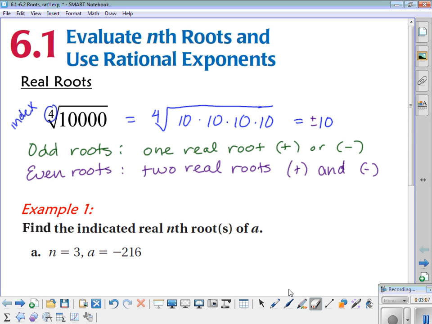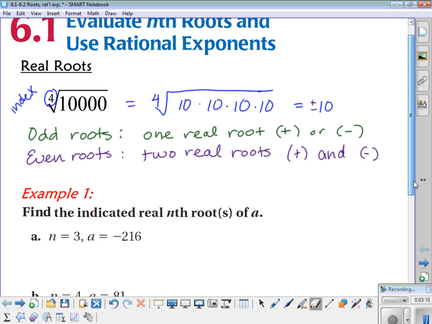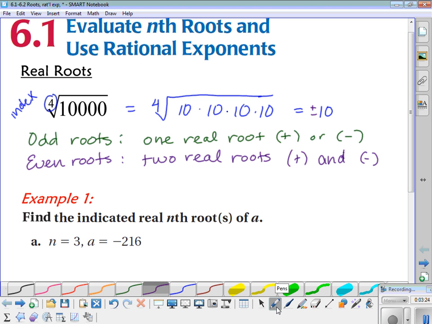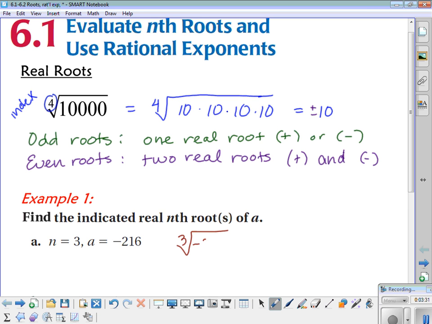Alrighty. So let's do some examples. So for example 1, we're going to find the indicated nth root of a. So most of these you can pretty much guess and check because their numbers aren't very huge. So what I'm doing on letter A then is I am going to take the 3rd root of negative 216. So is my answer going to be positive or negative? It's going to have to be negative.